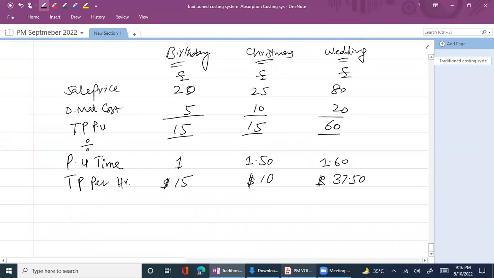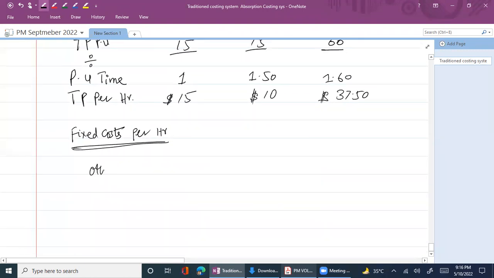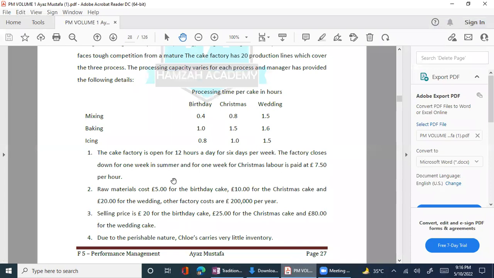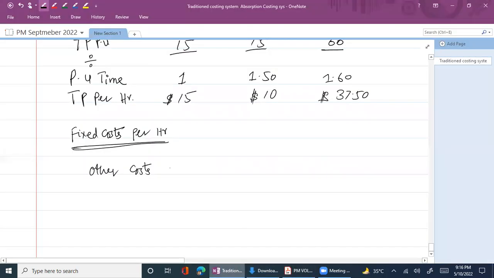Now for the ratio, we need to have the fixed cost per hour as well. We are given two types of fixed cost. One is other costs, and other costs are given in total 200,000 per year. So this is the annual. Now we need the annual capacity. I guess we have already calculated the annual capacity as 72,000. So this will be 2.78 per hour.